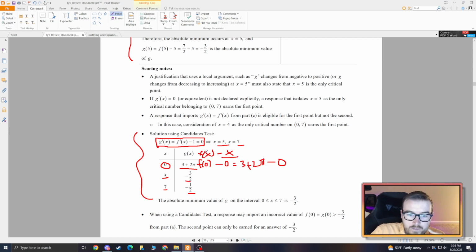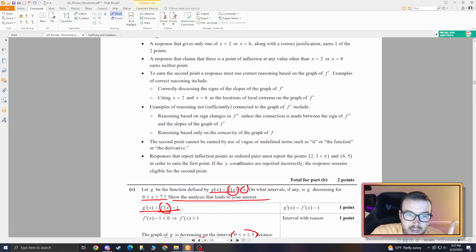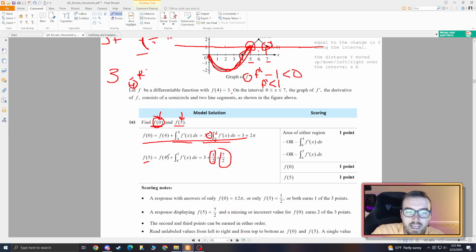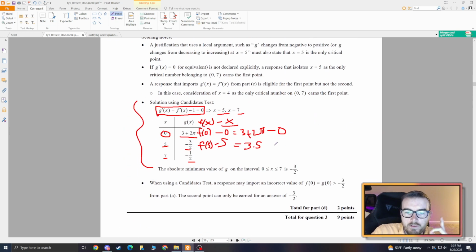Now, remember, g of x is f of x minus x. So how do we find g of 5? We do f of 5 minus 5. And f of 5 is 3.5. We found that in part A. F of 5 is 7 halves, or 3.5. So 3.5 minus 5 is negative 1.5, which is negative 3 halves.